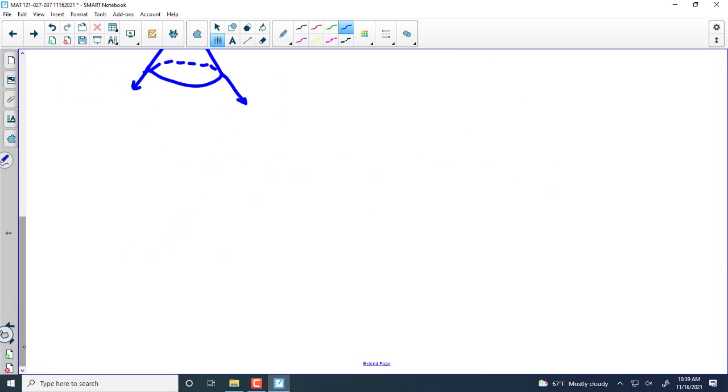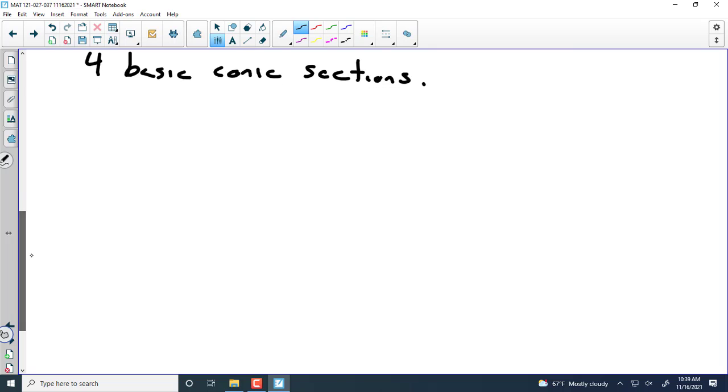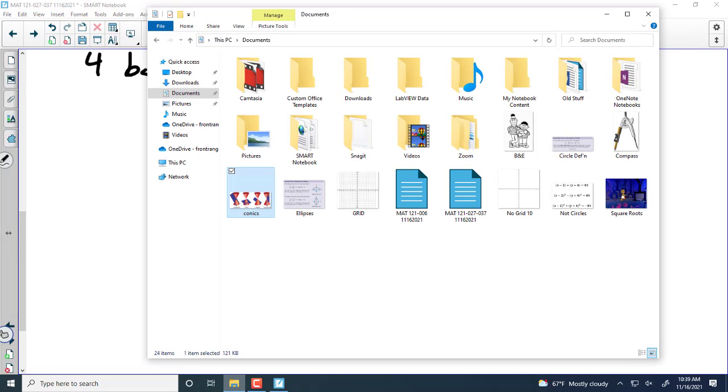So there are four basic conic sections. There are four basic conic sections. And since my art skills are not the best in the world, I took the liberty of stealing a picture off the internet for this one.